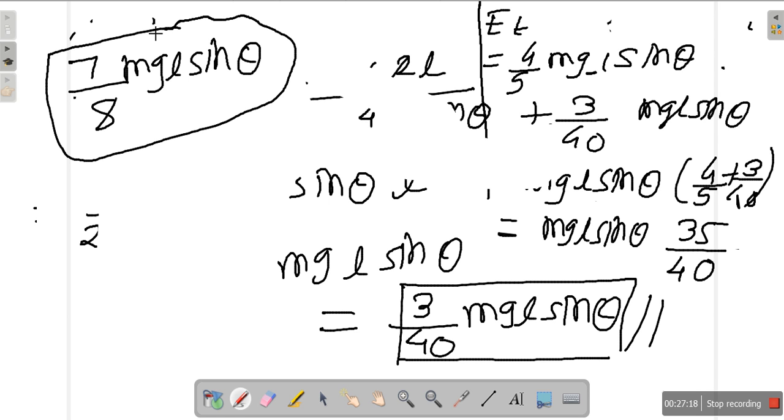Now there are different aspects to this problem. Suppose they ask you in the same problem, let me extend it. How much work is done by the friction? Suppose they ask you this. How much work is done by the frictional force during this situation? So we'll try to understand that.